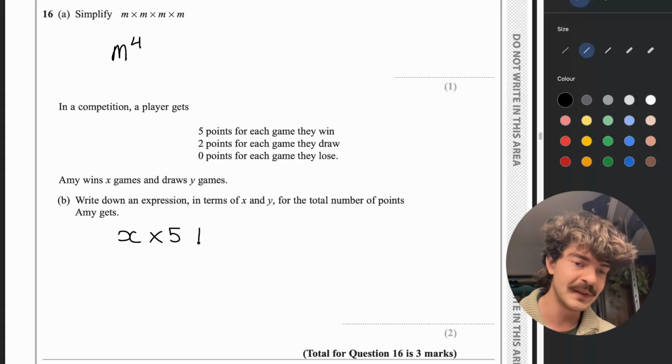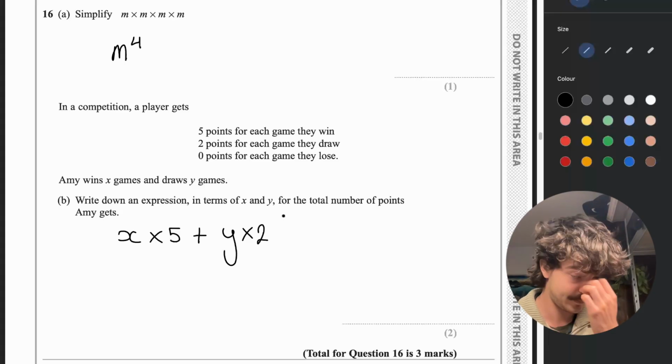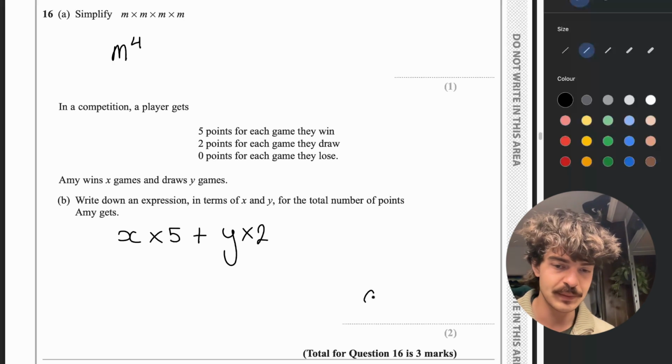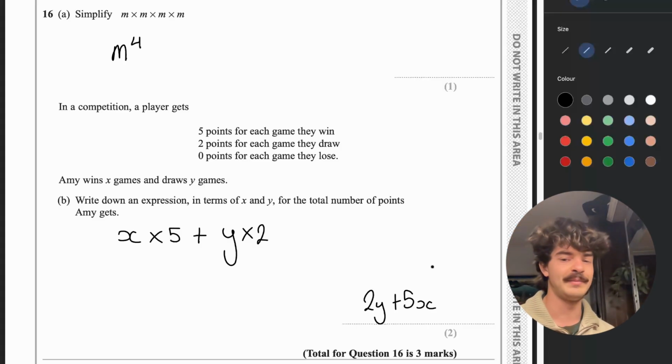We can then repeat this and add it for the drawn games. So this is going to be Y multiplied by 2. The same logic applies. Now, if we wanted to write this more concisely, we'd say 2y plus 5x, or the other way around, so 5x plus 2y. It doesn't matter.